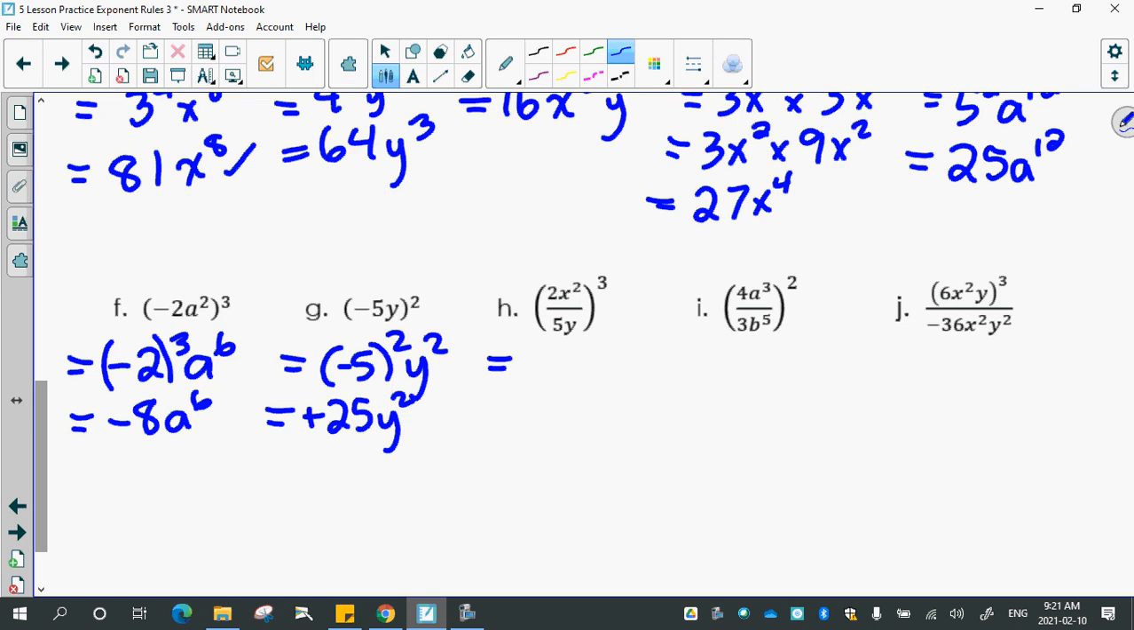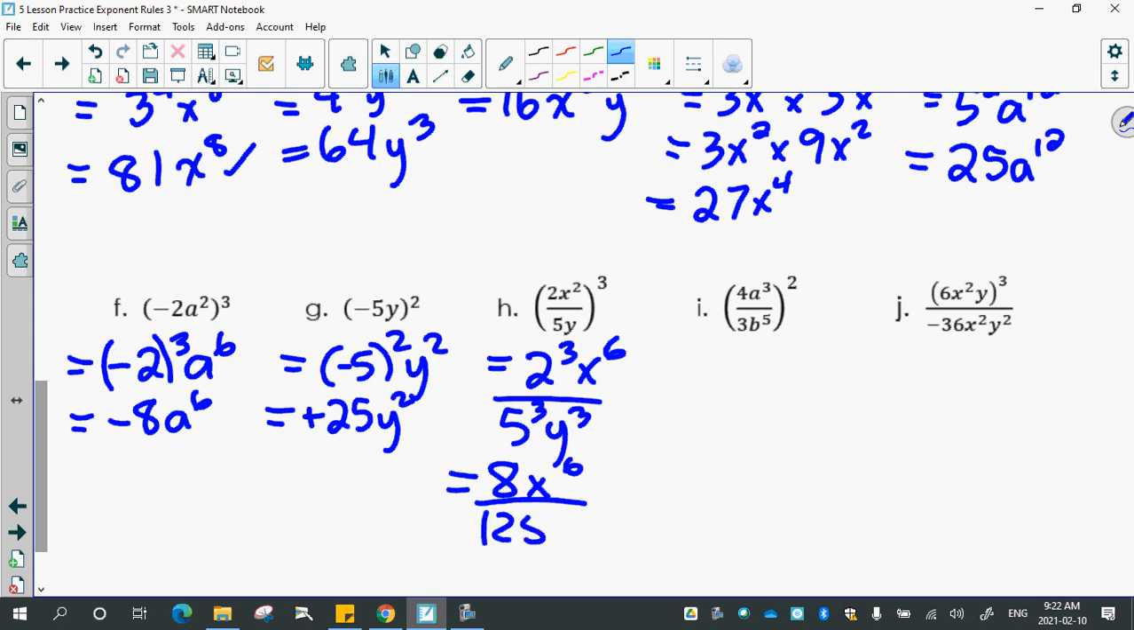Yeah, William? Just the answer on how you got it? 2 to the power of 3, and then x squared to the power of 3, which is x to the power of 6, and 5 to the power of 3, and y to the power of 3. Perfect. And that equals 8x to the power of 6 over 125y to the power of 3. Perfect. Okay, who wants to tackle I?